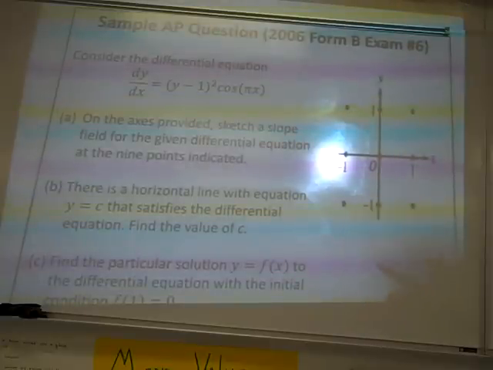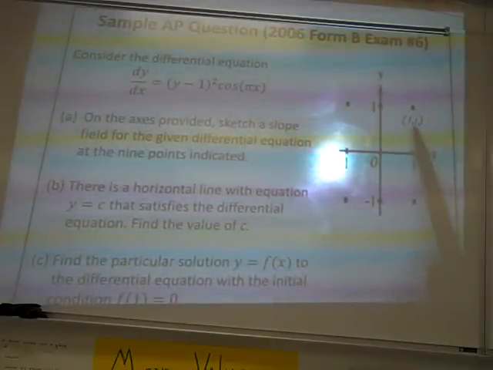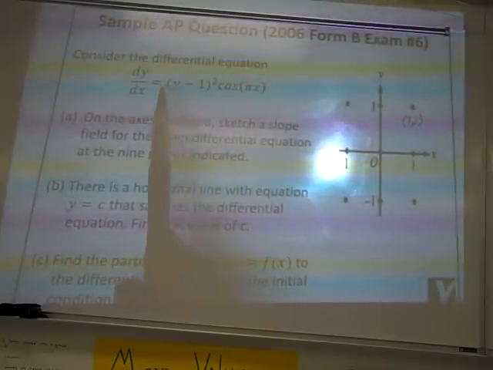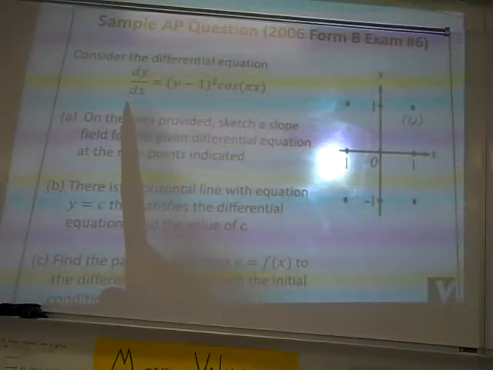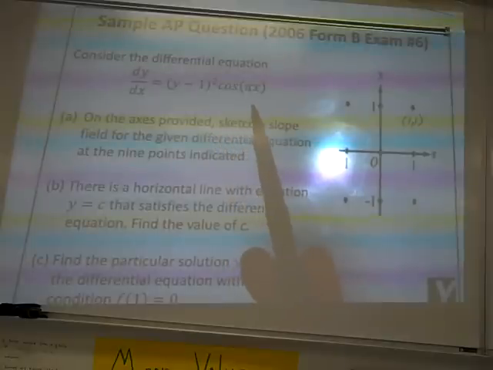For each of these, we're going to take the point, for example (1, 1), plug in both the x and the y value into our differential equation, and what we're going to get is an expression for the slope, and then we can come back and actually draw in our tangent line at that point. We're going to do that 9 times.